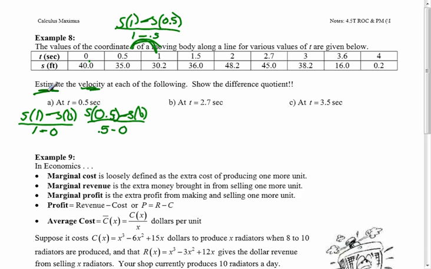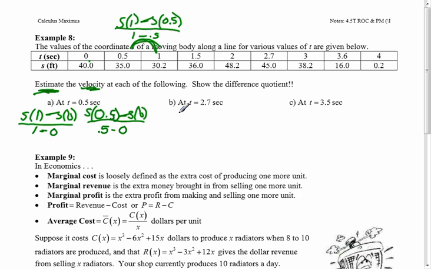When it says estimate, we don't have to get very exact. We're just estimating. So if you set up either of those, it would be perfectly fine. So you might do, for this one, 30.2 minus 40 over 1 minus 0. For this one, you'd do 35 minus 40 over 0.5 minus 0. Or you could also do 30.2 minus 35 over 1 minus 0.5. For each of these, just show whatever you're going to set up. It doesn't matter which one you're doing.